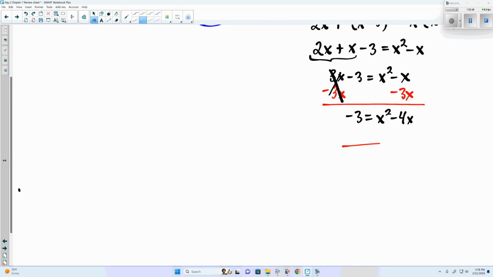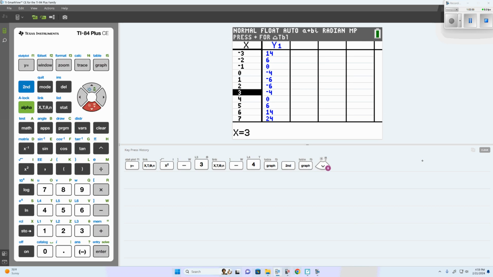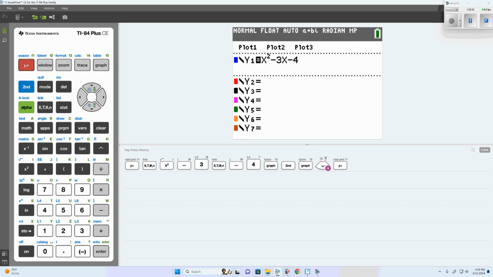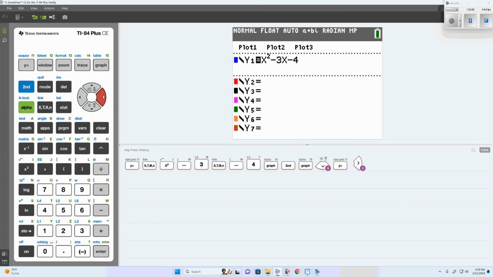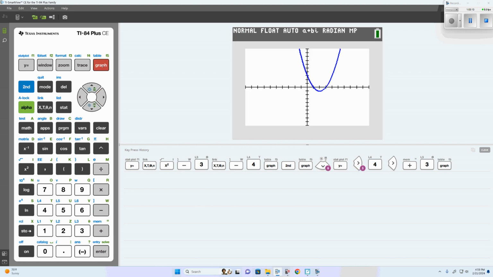Telling us negative 3 is equal to x squared minus 4x. Add 3 to both sides. Telling us 0 is equal to x squared minus 4x plus 3. Now just like the previous one, we can try factoring this. X squared minus 4x plus 3. So we plug it in and graph.